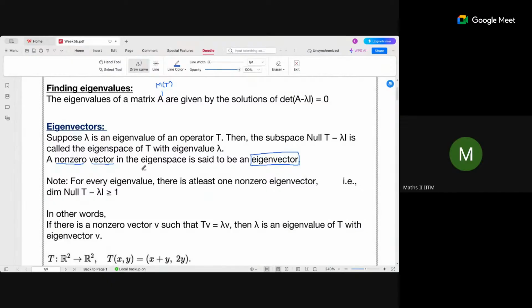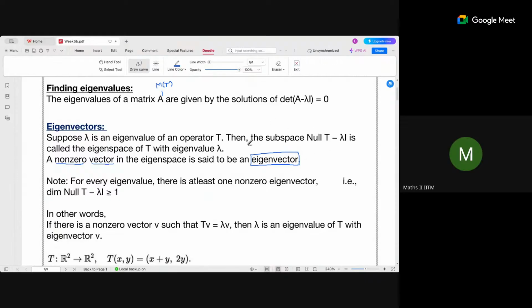Since we know that there is at least one non-zero eigenvector, the null space of T minus lambda I is non-zero because the determinant is 0. This null space is non-zero, which means the dimension is at least 1, right? So it has non-zero eigenvectors. In other words, if there is a non-zero vector v such that Tv equals lambda v, we say that lambda is an eigenvalue of T with eigenvector v.